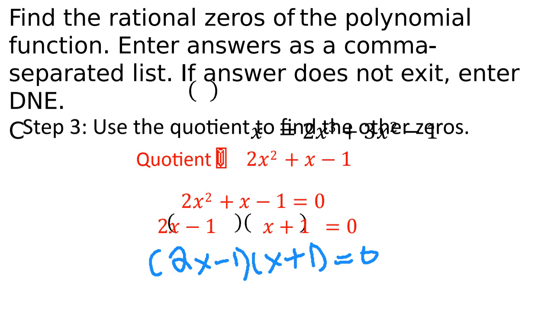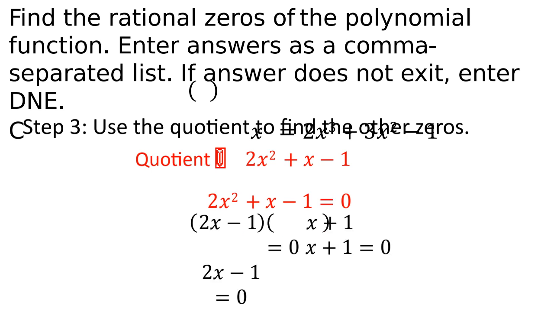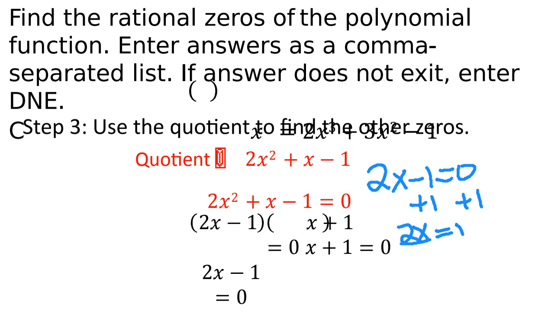And then we solve each one. So we say 2x minus 1 equal to 0, and then we solve for x. We add 1 on both sides, so 2x equals 1. Then divide both sides by 2, so x equals 1/2. And then the other one is x plus 1 equal to 0. We subtract 1, so x equals -1.